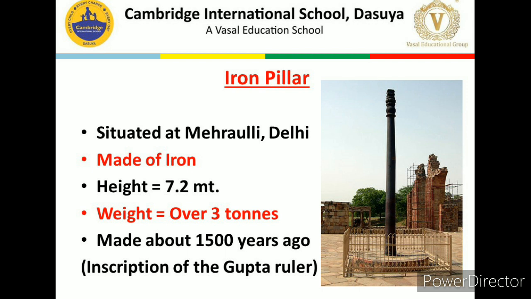And how did we come to know this? With the help of the inscription of the Gupta ruler. There is one inscription on this pillar which mentions the king Chandragupta, and he belonged to the Gupta dynasty. So from that inscription we came to know that this iron pillar was made about 1500 years ago. And one very interesting thing about this pillar is that it has not rusted yet.